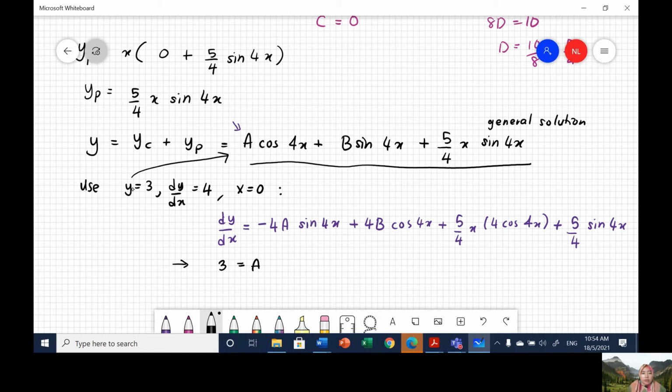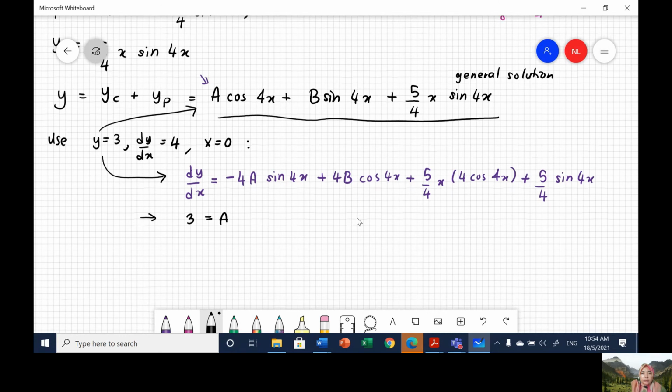And then we use the same boundary condition, and substitute into our dy/dx. So dy/dx is 4. This is the second substitution. So 4 equal to, sine 0, this part will be 0. Then this is cos 4 times 0, cos 0. Then we have 4b.